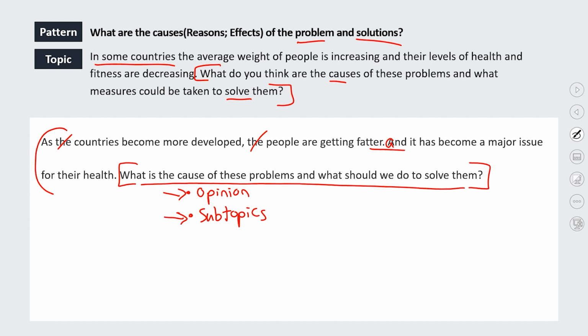The one thing I do like about this is that they have mentioned developed countries, which is good because the question does say in some countries. So this candidate has made an attempt to pick out which countries. In some countries, weight is going up and they're saying developed countries. So that was a good point that I liked.